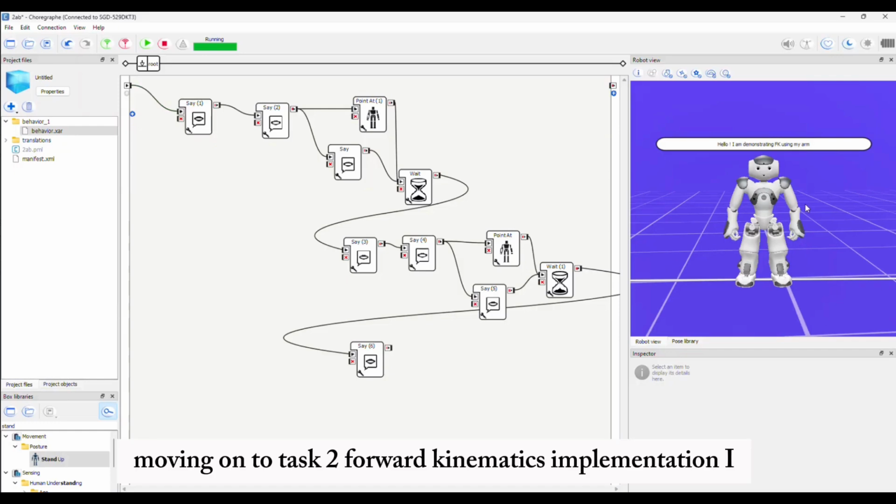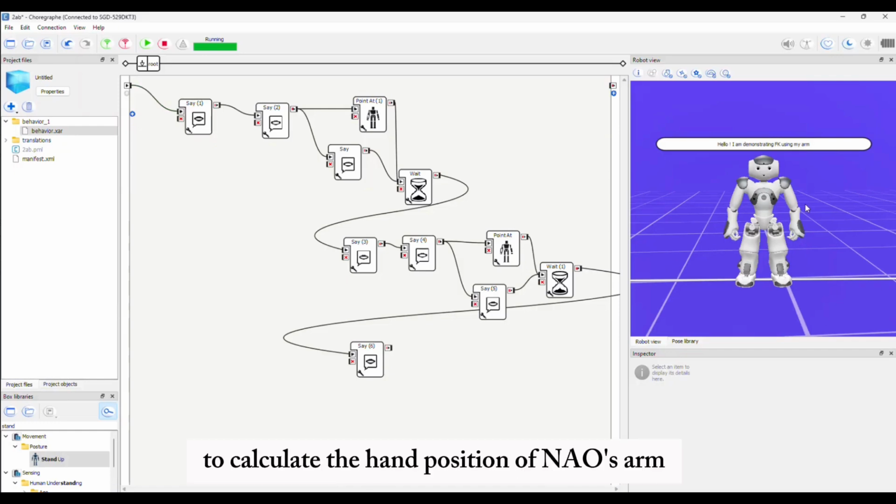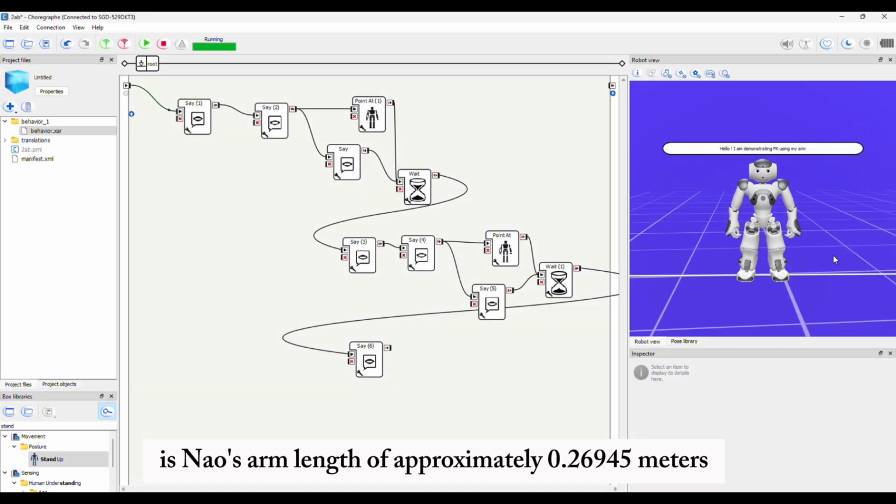Moving on to task 2, forward kinematics implementation. I used trigonometry to calculate the hand position of Nao's arm for specific angles. The formulas I used were x equals L times cosine theta and y equals L times sine theta, where L is Nao's arm length of approximately 0.26945 meters.